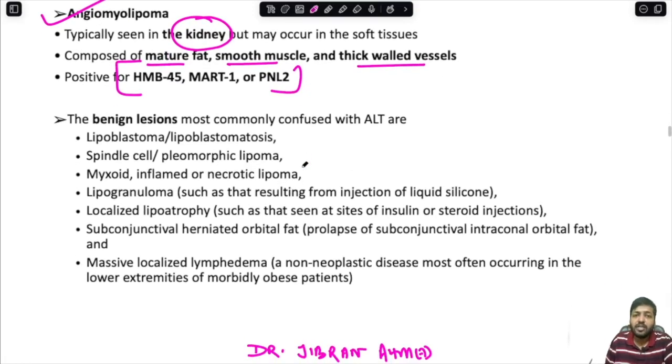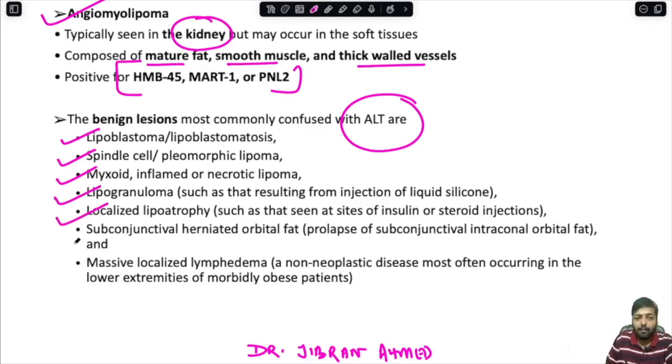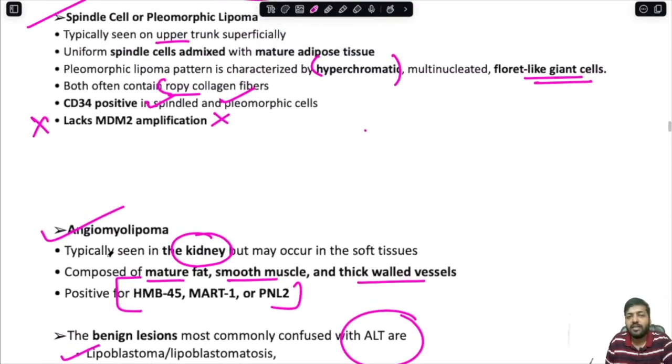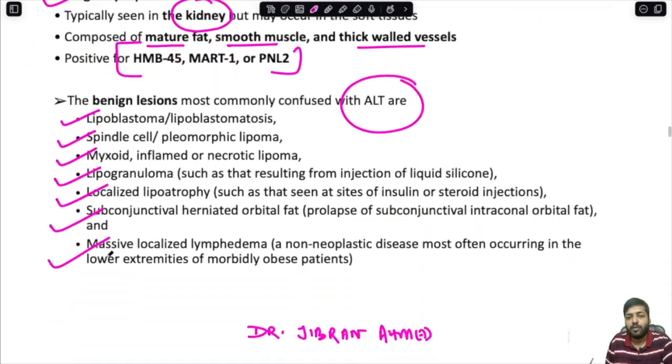Now the benign lesions most commonly confused with ALT are lipoblastoma, spindle cell pleomorphic lipoma, myxoid inflamed necrotic lipoma, lipogranuloma, localized lipoatrophy, subconjunctival herniated orbital fat and massive localized lymphedema. Okay, so these are some of the differential diagnoses of well-differentiated liposarcoma.